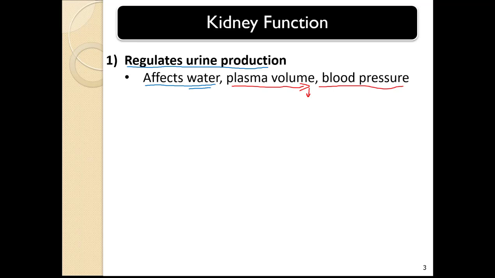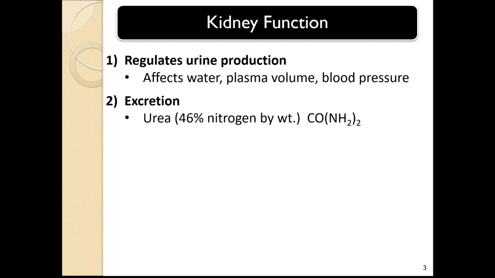So the point I'm trying to make is that the kidneys can actually have an effect not only on the volume of your blood, but also on the pressure of your blood. And they do all of that through controlling water. So as kidneys pull more water out, that's going to decrease blood volume, decrease blood pressure. As they leave more water in the blood, that will increase blood volume and increase blood pressure. Okay, that's all part of regulation of urine production, all right?